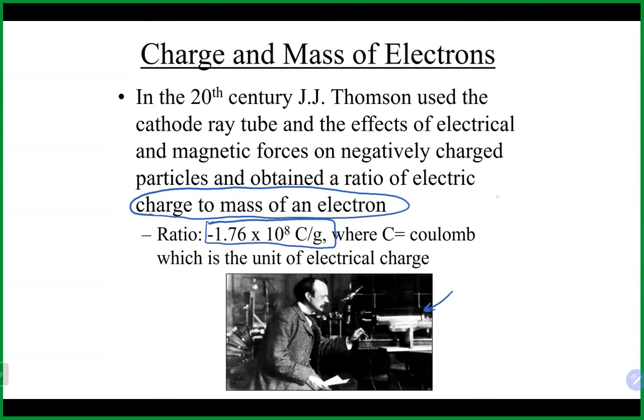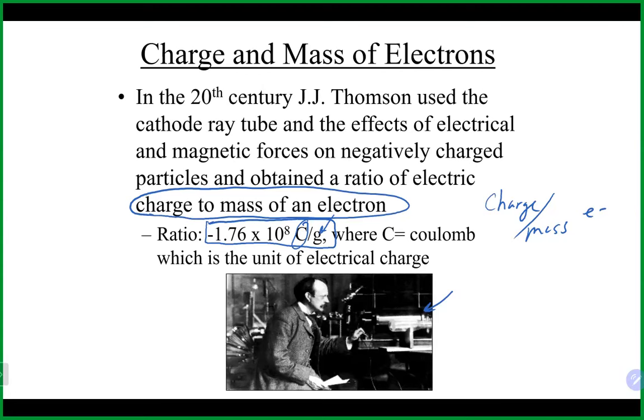So Thomson was able to figure out the charge to mass of an electron, and the charge is represented by a coulomb, which is a unit of electrical charge, and grams is obviously the mass, so that is the charge to mass of an electron. And that was a very good step forward in the understanding of electrons.